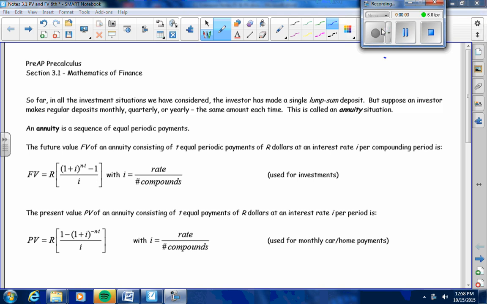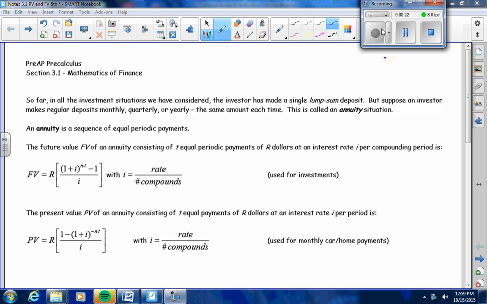The mathematics of finance. Okay? So far in the investment situations we've talked about, the investor has made a single lump sum deposit. So they start out and say, I'm going to invest $1,000 and just let it sit there. Never do anything again. Just let it sit there.